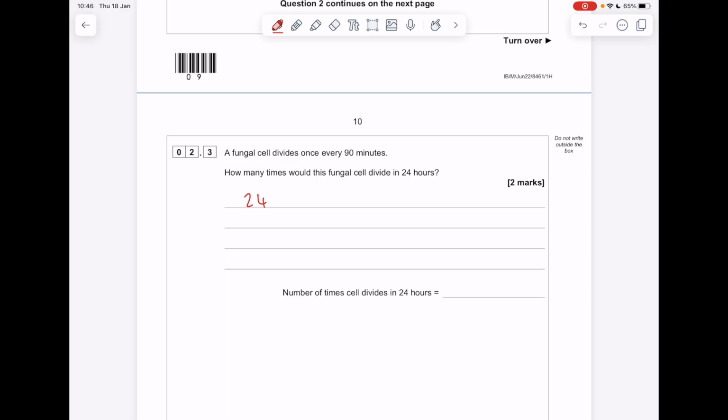So let's get 24 hours into minutes by timesing by 60. So we have this many minutes in a day. And then how many times did it divide? Divide that number by 90. So it would have divided 16 times.